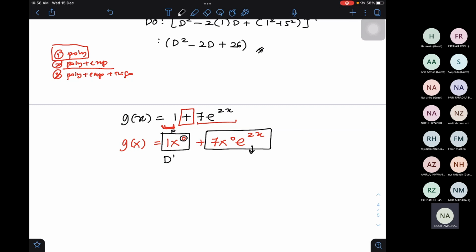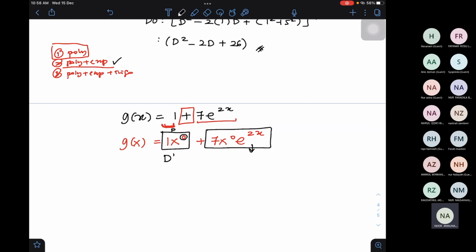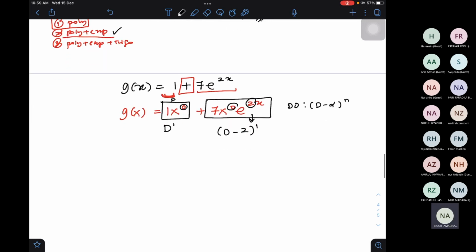Differential operator function kedua ini adalah combination of polynomial and exponent. So dia punya differential operator will be in the form of d minus alpha to the power of n. So kita ada d minus alpha. Alpha kita adalah 2. Okay, n kita adalah power tambah 1. So sekarang kita ada differential operator yang pertama adalah d. Differential operator yang kedua adalah d minus 2.